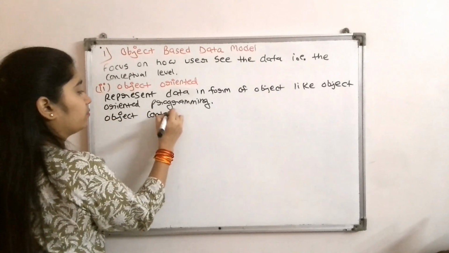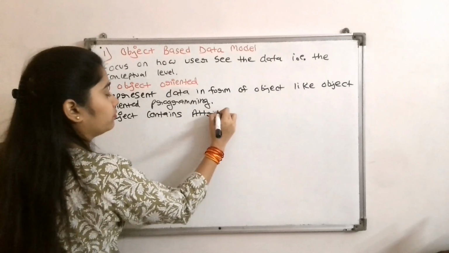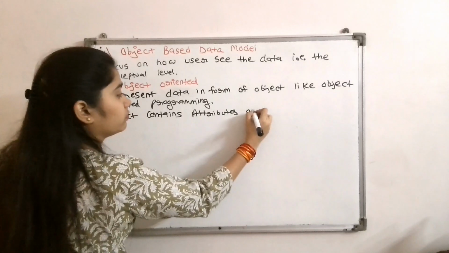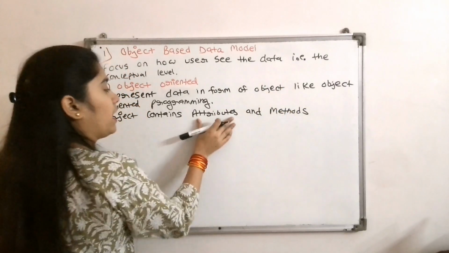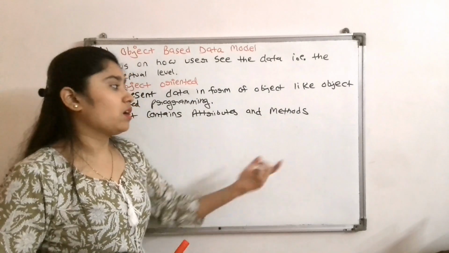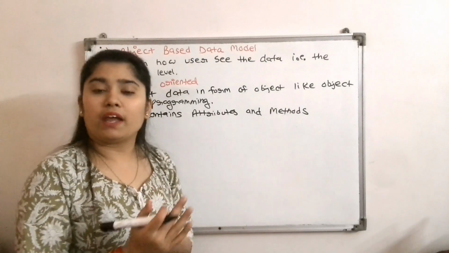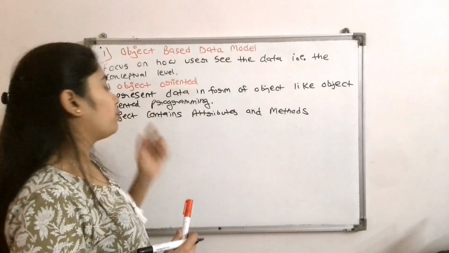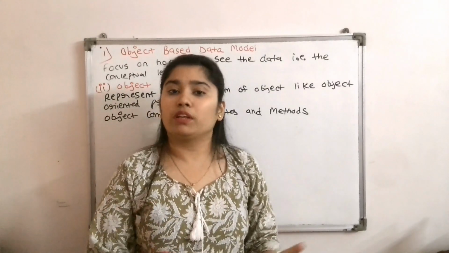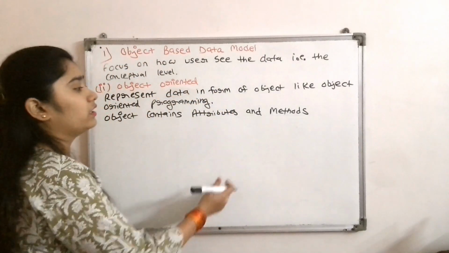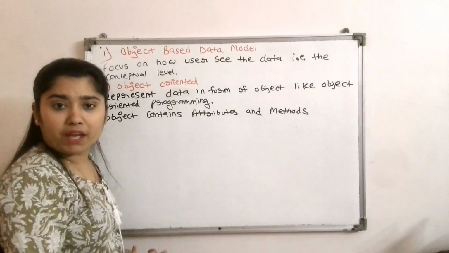Object contains attributes and methods. See, attributes we have already discussed. What are the methods? Methods means like I have told you what the object-oriented programming concepts are, which are inheritance or polymorphism or encapsulation. Okay, so these are the methods and attributes. I have told you these are the properties of the entities.